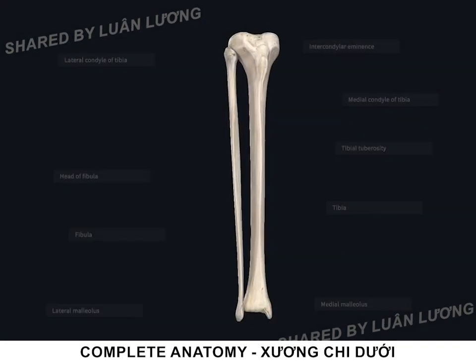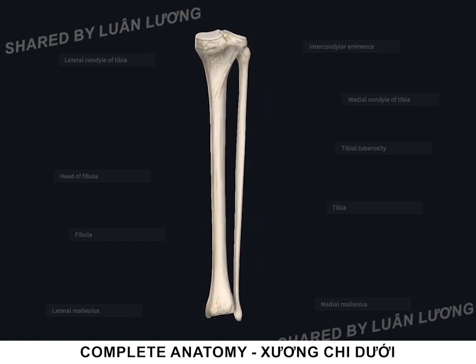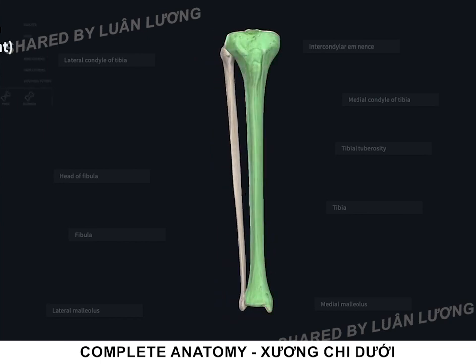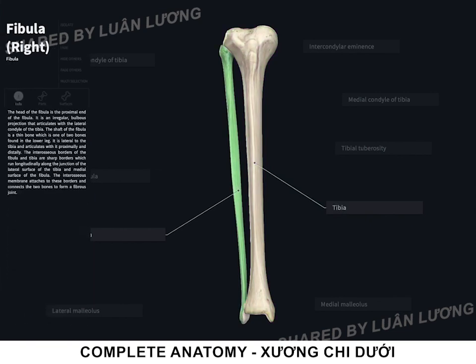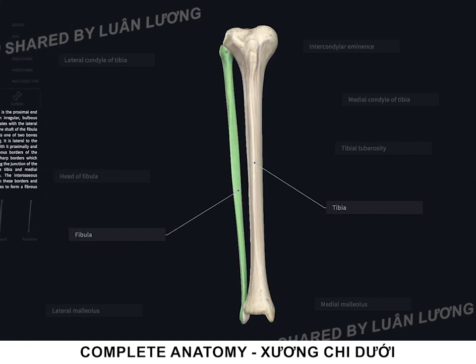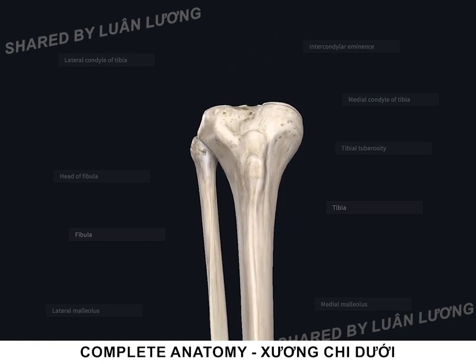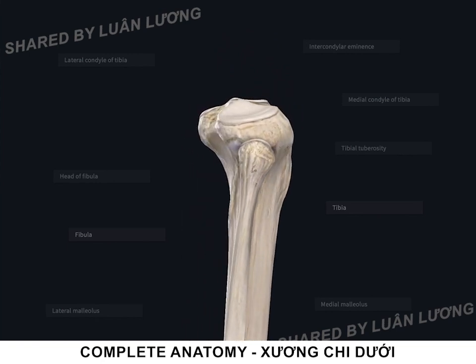Unlike the thigh, which only had one bone, the leg actually has two long bones. The more medially oriented tibia on the medial aspect of the leg, and the more laterally oriented fibula. Now, the tibia is going to be the larger of the two bones, and as we look at it more superiorly, we see that this is the only bone of these two that is going to meet at the knee.